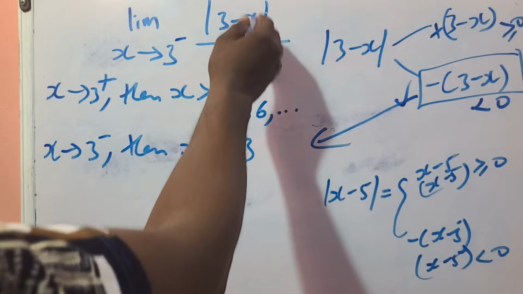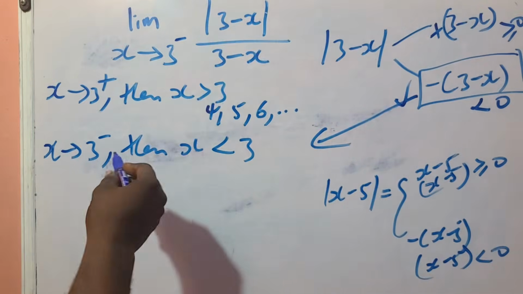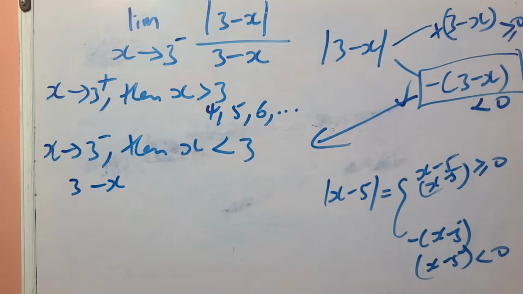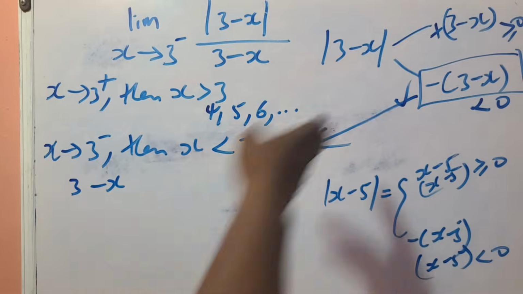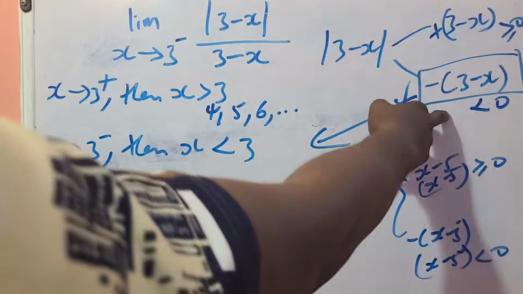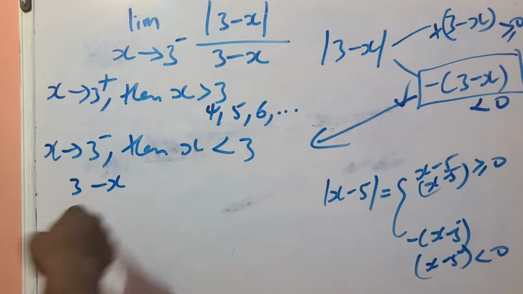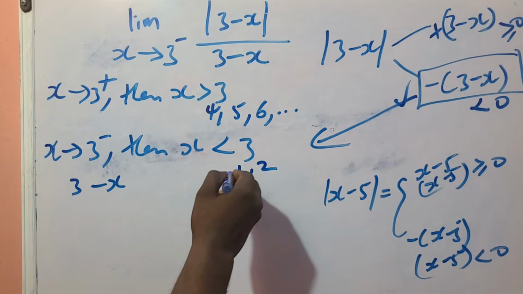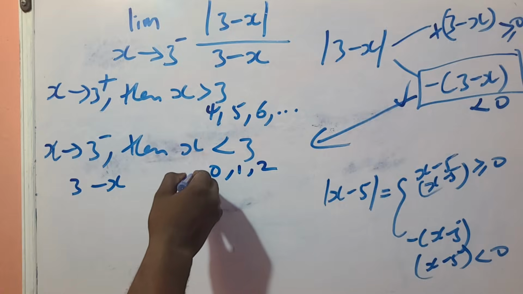Now, 3 minus x? If x is less than 3, what will happen to 3 minus x? Will it be greater than 0 or less than 0? That means I'm trying to find out which of these two I will be using. Look at it now, 3 minus x. What are values that are less than 3? We have 2 is less than 3, we have 1 less than 3, we have 0 less than 3, and so on.